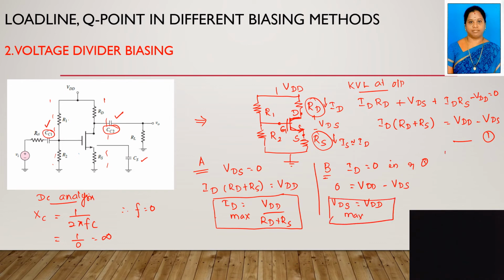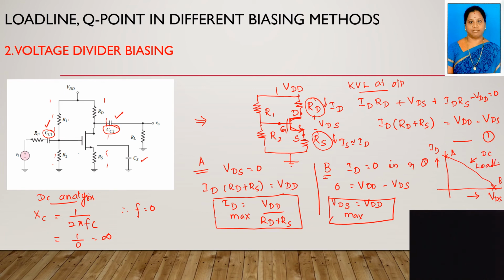If you are drawing the DC load line, on the x-axis you have VDS and on the y-axis we have the current ID. Here the point is A, here the point is B. A is VDD by RD plus RS, that is ID max. B is VDS max equal to VDD. After locating these two points, if you draw a straight line, this is the DC load line.